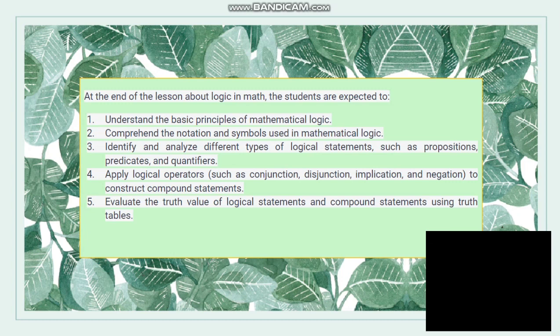The skills in mathematical logic will help students in various areas of mathematics, such as algebra, calculus, discrete mathematics, and proofs, as well as in developing critical thinking and problem solving abilities.